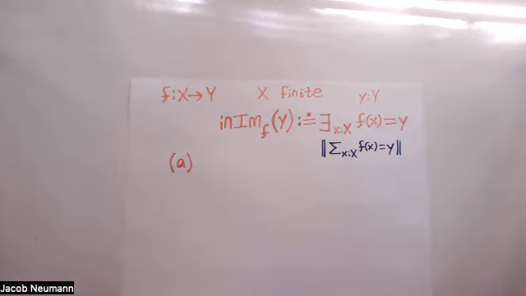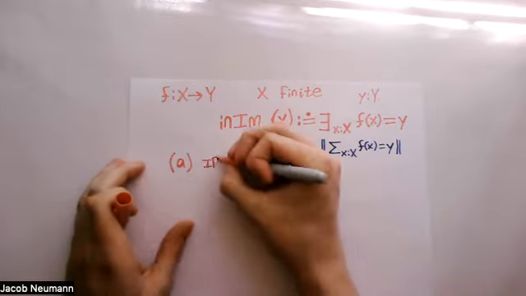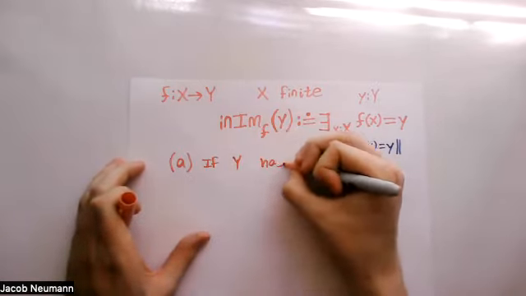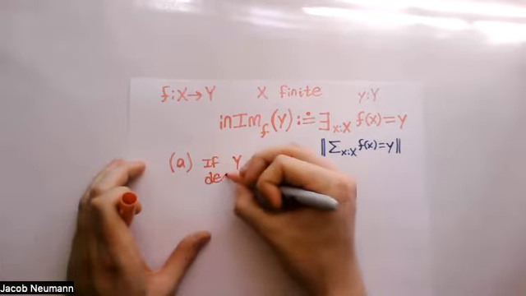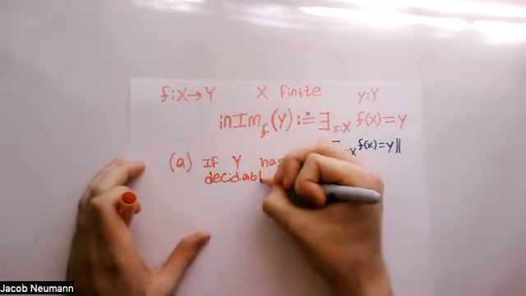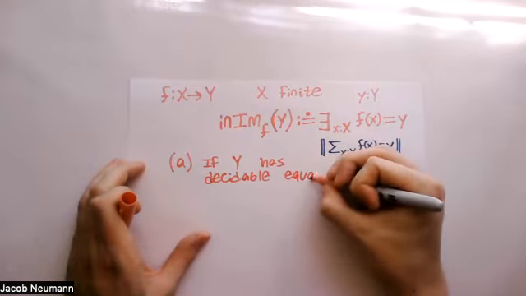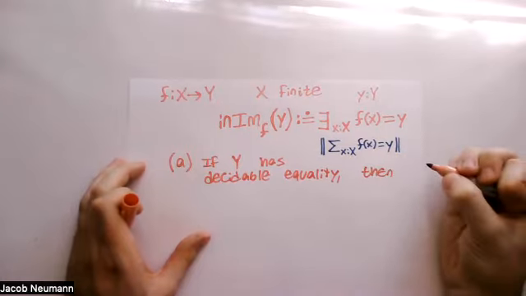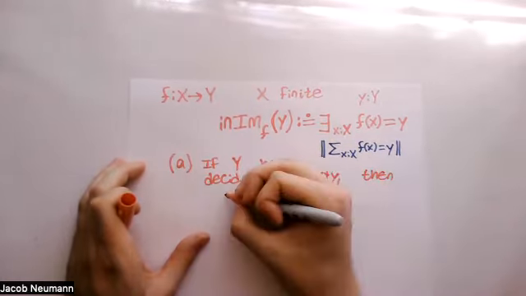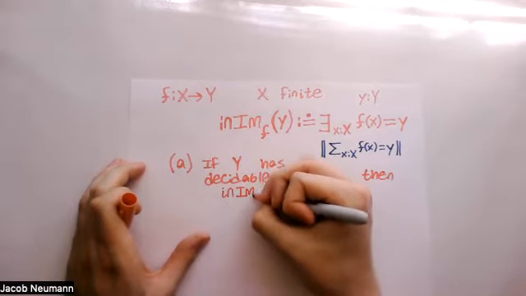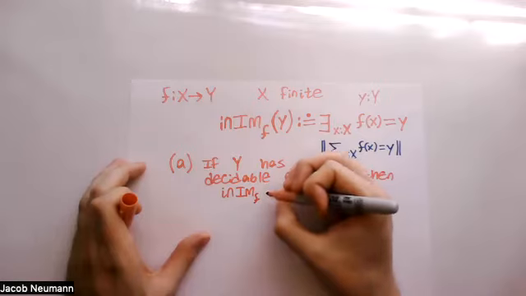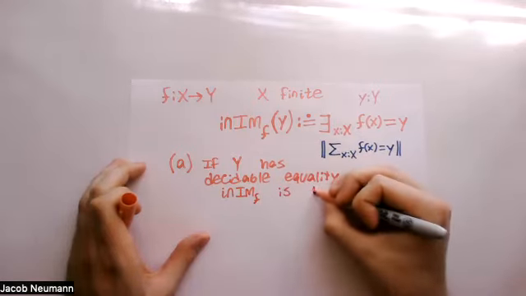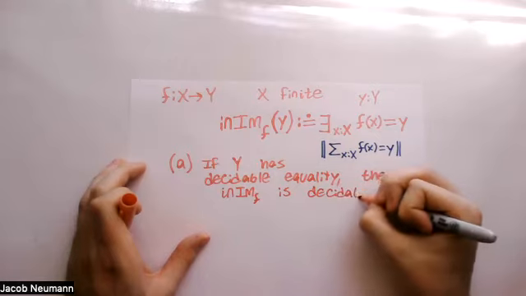Okay, so part A asks us to say that if Y has decidable equality, which I'll remind you what that means in a second, then we want to prove that the inverse image of f is decidable. So we'll review that.